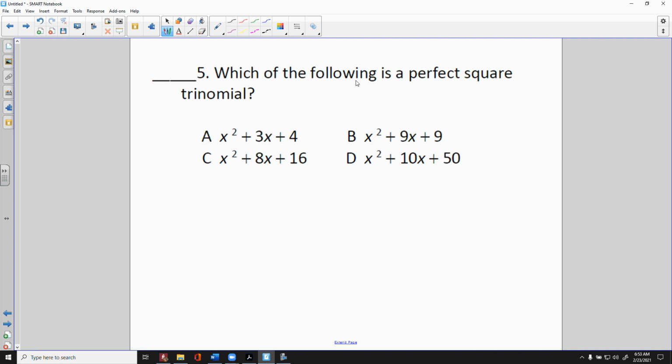Number 5, which of the following is a perfect square trinomial? All right, well, perfect square, but 4 times x doubled is not 3x. Right, perfect square, so 4 times x doubled, that does work. And C, let's check the rest of them. A, 3 times x doubled would be 6, doesn't work. 50 is not a perfect square, so doesn't work. C is the only one that works.